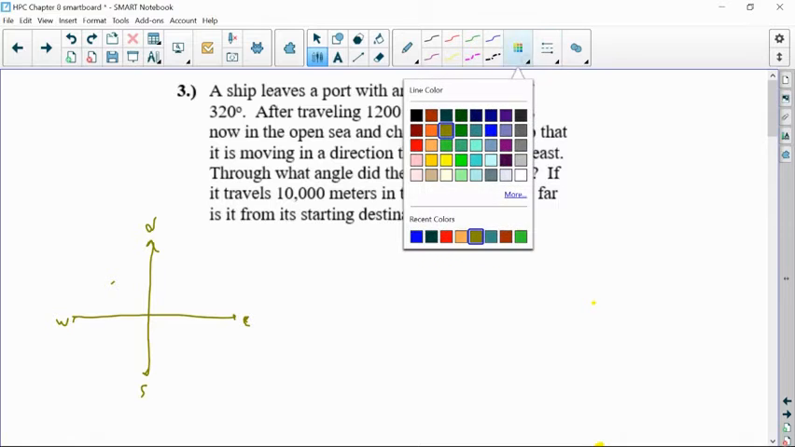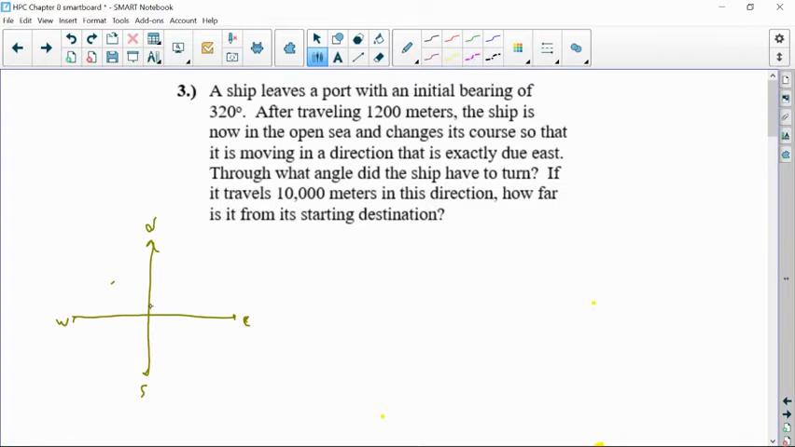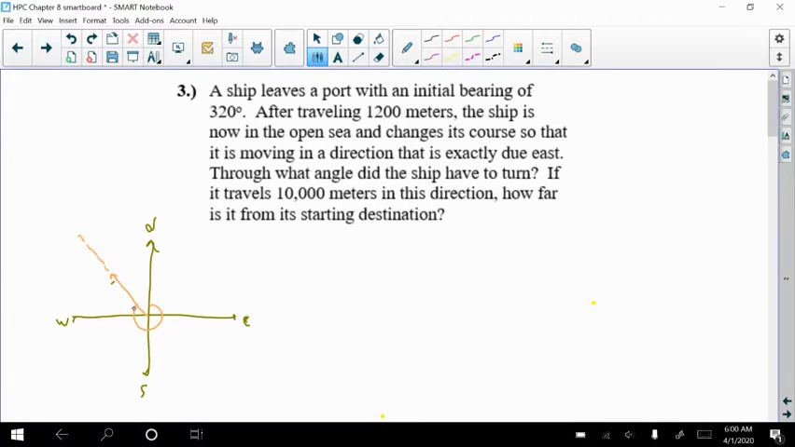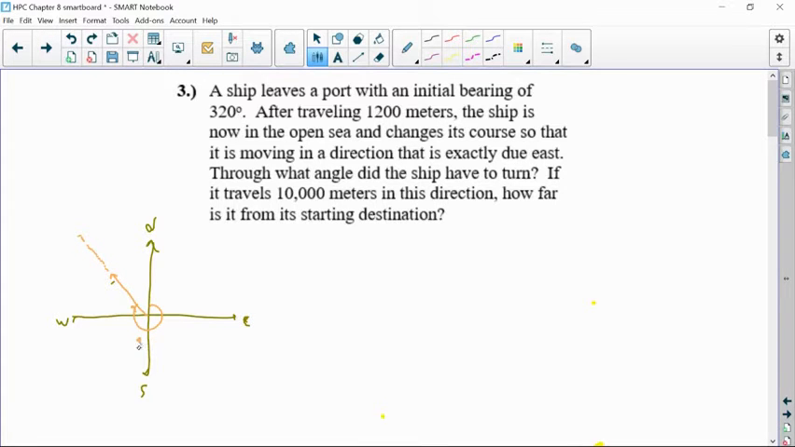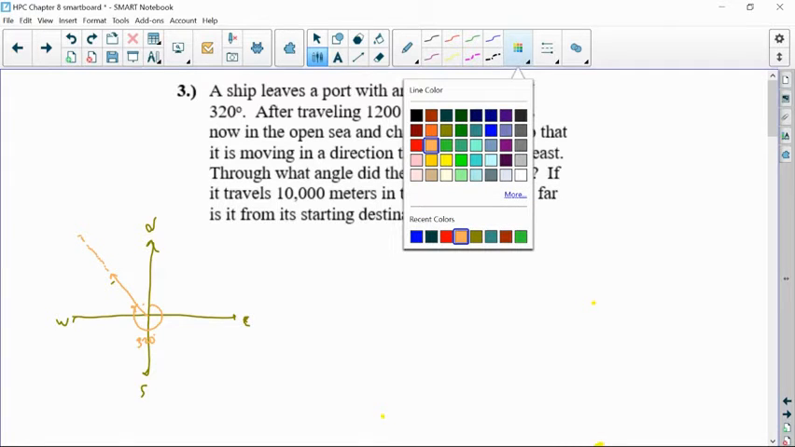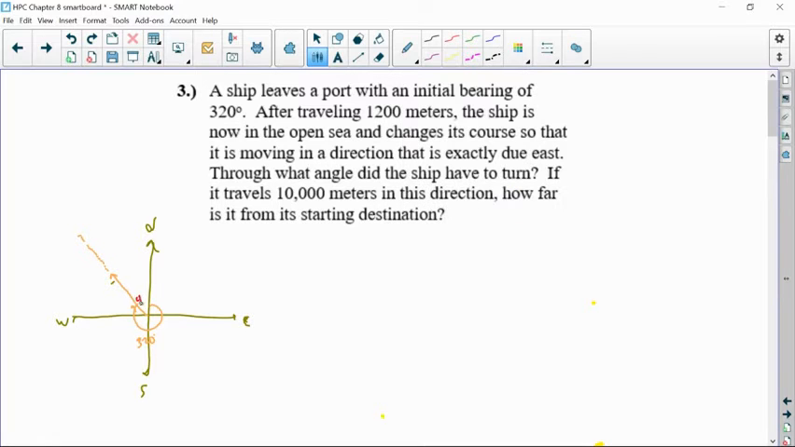Okay, so let's switch colors here. 320 degrees. So we know it's heading in this direction. And it might continue. I always like to draw the trajectory, because that's going to help me answer what angle did it turn through? So if that big angle here is 320 degrees, I would know that this angle right there would be 360 minus 320, which is 40. So at least I know that right there is 40 degrees, in case I need to know that.